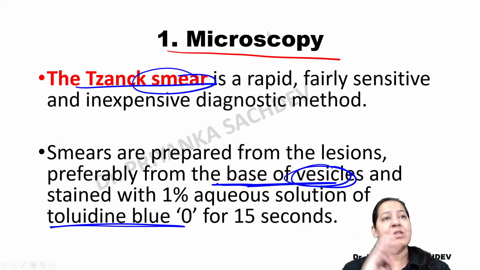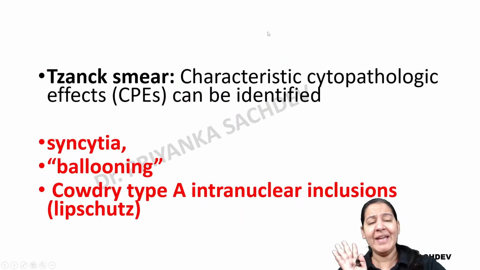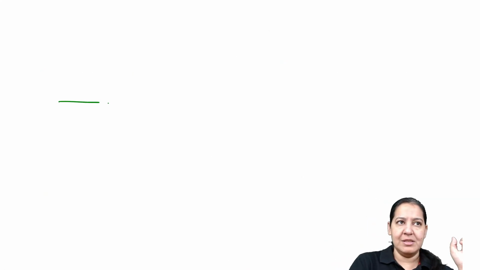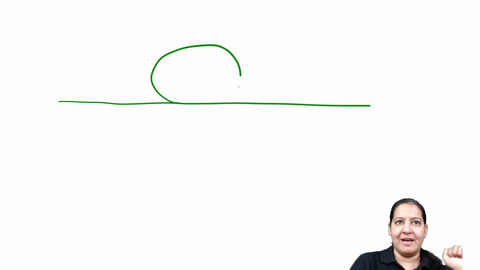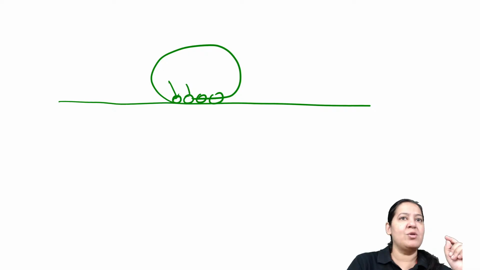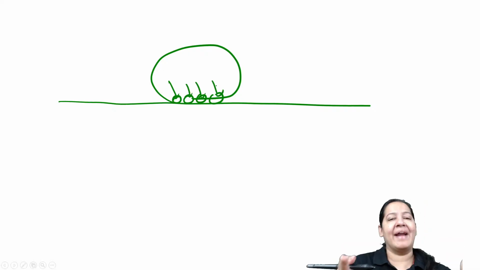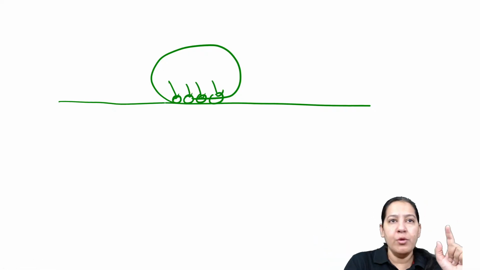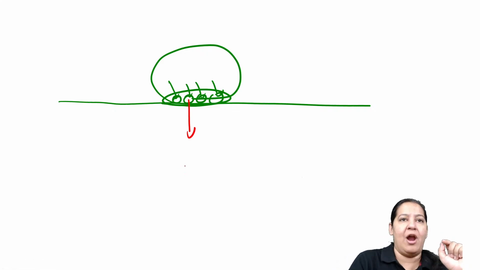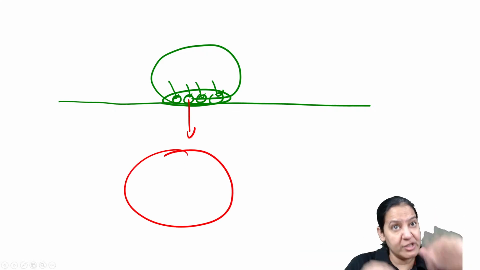So you are taking the cells, the cells of the host. What is there at the base of the vesicle? Okay, so this is the base of the vesicle. This is a vesicle. In the base of the vesicle, these are the host cells inside which the virus has already entered. The virus is replicating inside. Now you are taking these cells on a slide. So this is one of the host cells, and you are taking this cell out, inside which the virus is present.